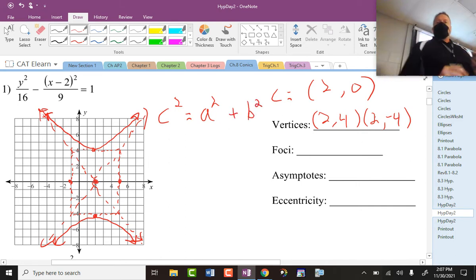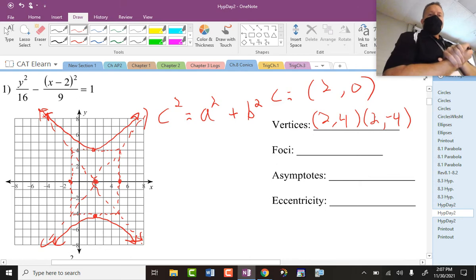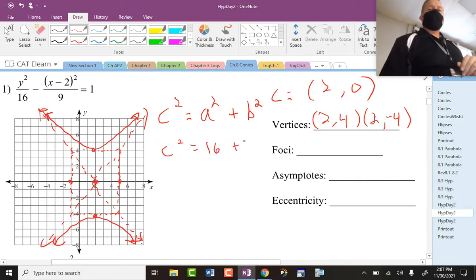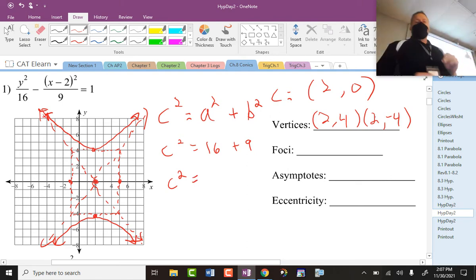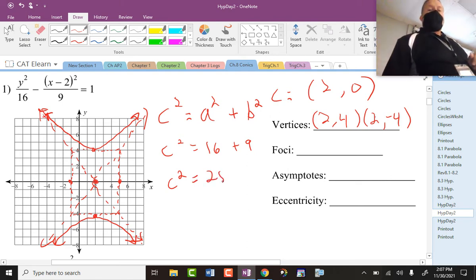All right. I think this is pretty easy. A squared is 16. B squared is 9. Whoops, I already had the next number in my head. What's C squared equal to, David? 25. And then what's the C equal to? All right. Now, what are the foci?